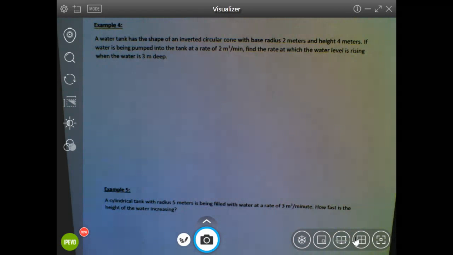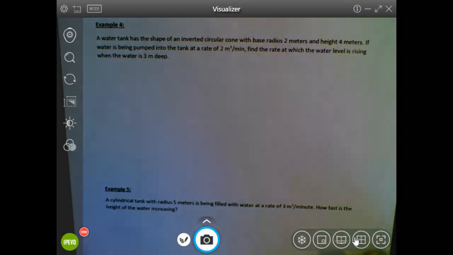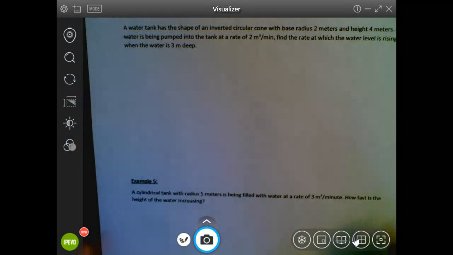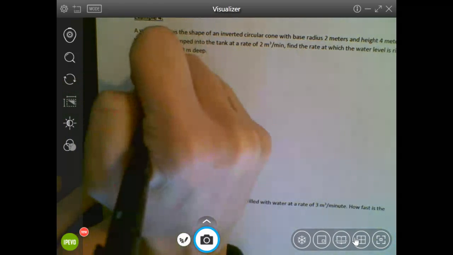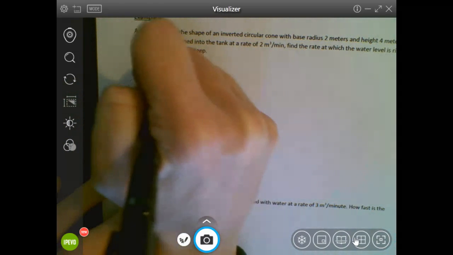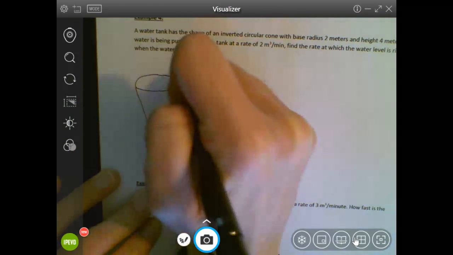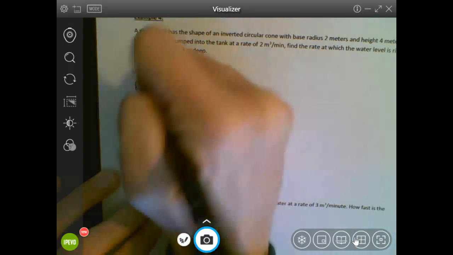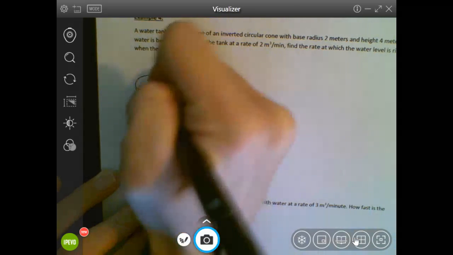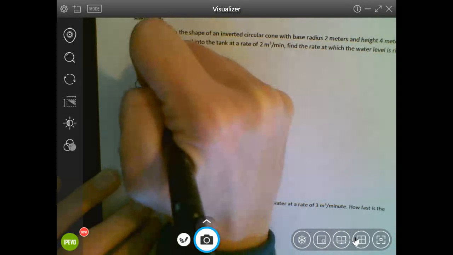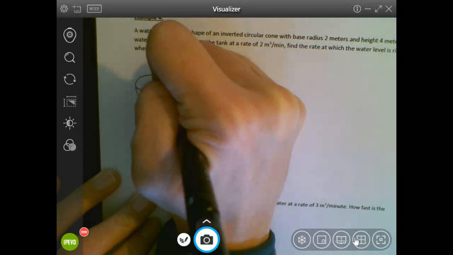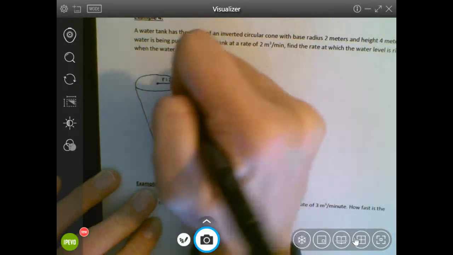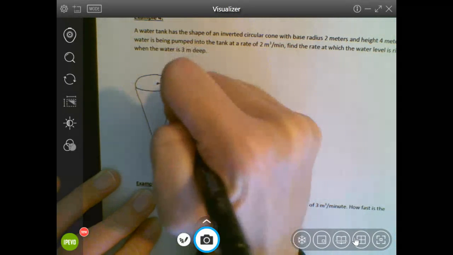So example 4 is telling us that a water tank has a shape of an inverted circular cone with a base radius of 2 meters and a height of 4 meters. So I'm going to start sketching a picture here. An inverted circular cone just means that my cone would be facing downwards. And I know that my cone has a base with a radius of 2 meters, and my cone has a height of 4 meters.